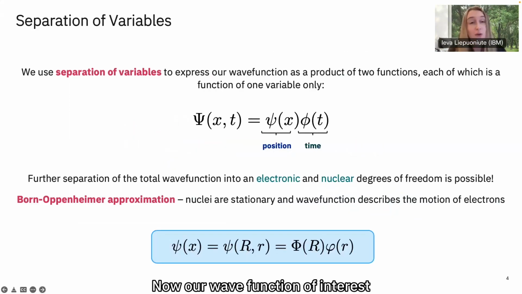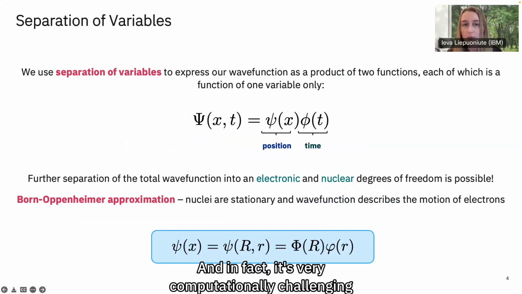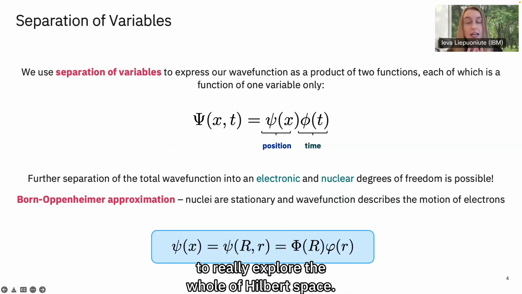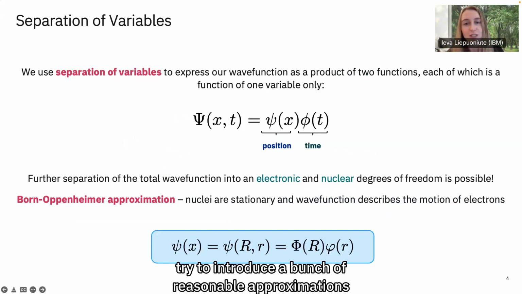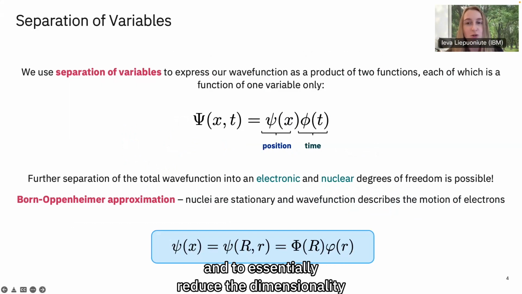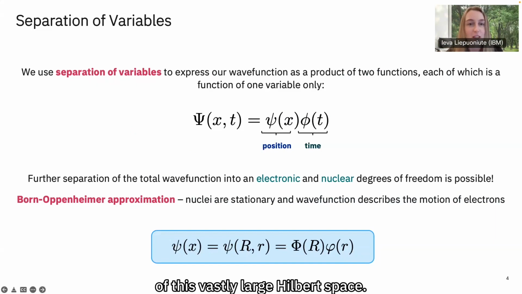Now, our wave function of interest lives in a multidimensional Hilbert space, and it's very computationally challenging to really explore the whole of Hilbert space. So what we try to do is introduce a bunch of reasonable approximations to essentially reduce the dimensionality of this vastly large Hilbert space.